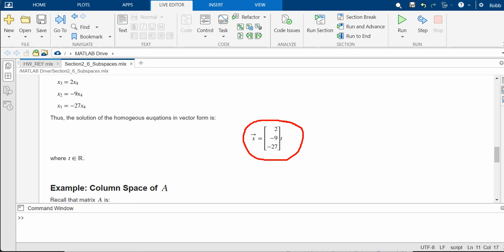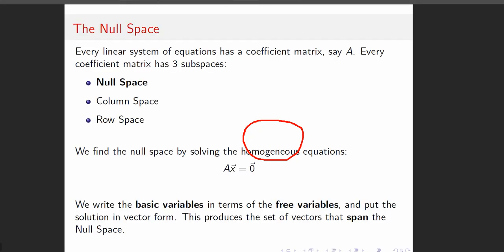The null space is just solving the homogeneous equations. Matrix A times the solution vector X equals the 0 vector. And then writing all possible solutions in vector form. And that gives me the null space. All right. Well, what about the column space? Let me get rid of that ink. There we go.